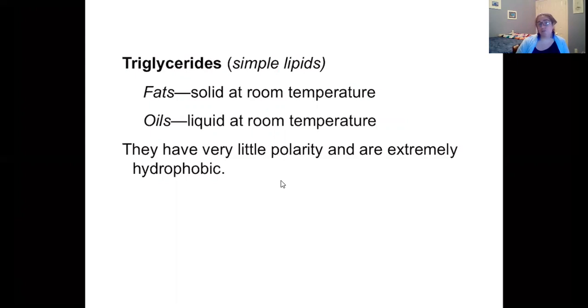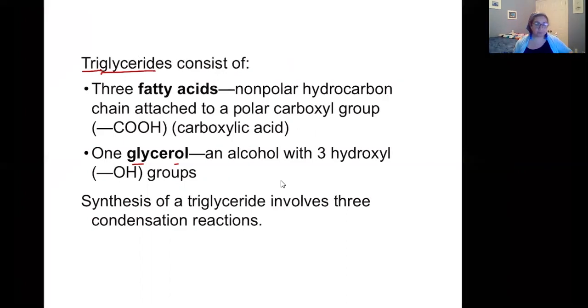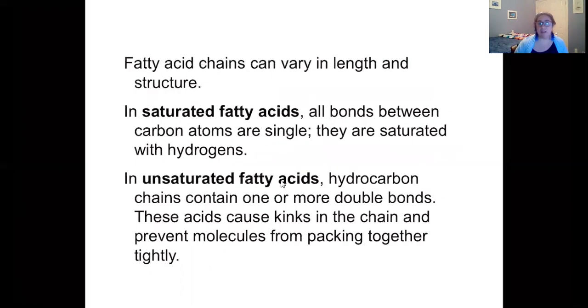Triglycerides are what you call your simple lipids. They include your fats, which are solid at room temperature, and your oils, which are liquid at room temperature. They have very little polarity, are extremely hydrophobic, and they consist of 3 fatty acids. There's the three fatty acid tails, and then a glycerol backbone. That's where the glyceride comes from. To make a triglyceride, you have 3 condensation reactions, so the removal of 3 water molecules forming those ester bonds.